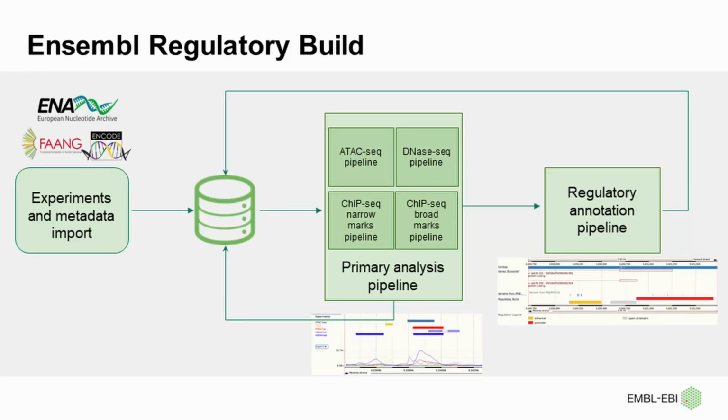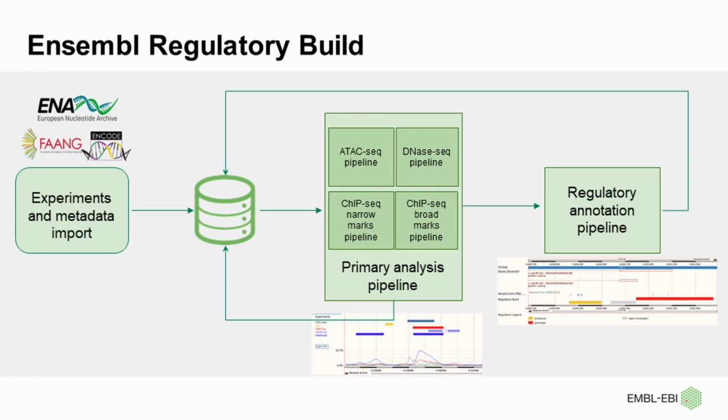The name that we use, in general terms, to refer to our pipeline is the ENSEMBL regulatory build. Basically we have 3 stages. The first one is importing or retrieving data and experiments from public repositories like the FAANG data portal, ENA, or ENCODE for the case of human, because we already provide annotation for human. This data is added into our databases and is then processed by our primary analysis pipeline.